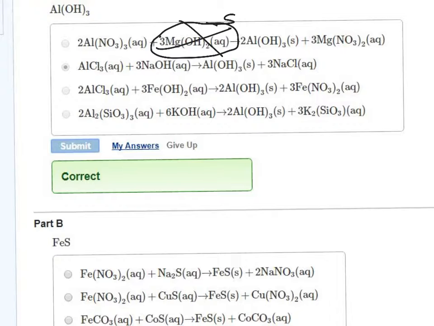The next one we look at, well, all chlorides are soluble, check. All sodiums are soluble, check. So when we mix them, aluminum hydroxide is going to precipitate out, and that will stay aqueous. Here we're struck with the opposite problem once again. This is insoluble. Most hydroxides are insoluble, so that one's out.